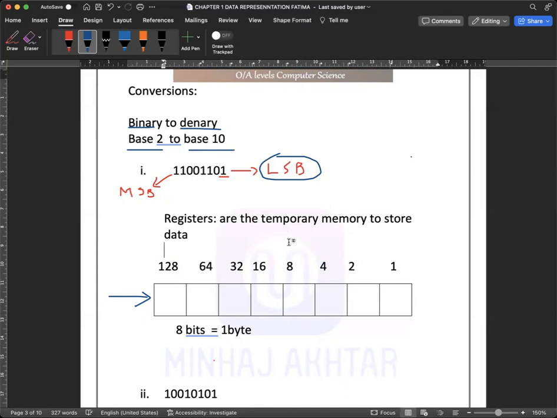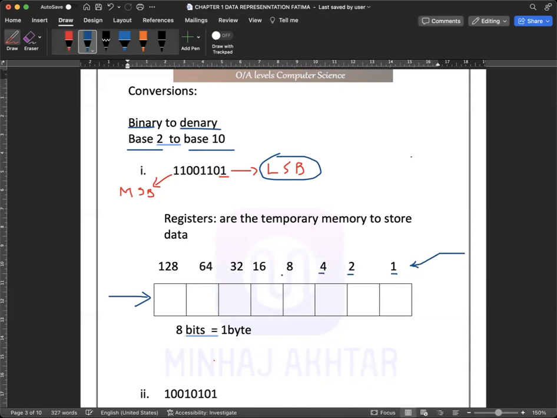Please read it. 1, 2, 4, 8, 16, 32, 64 and 128. Perfect. These are a specific pattern. Did you notice anything unique about this pattern? Powers of 2. Yes, every number is a power of 2.